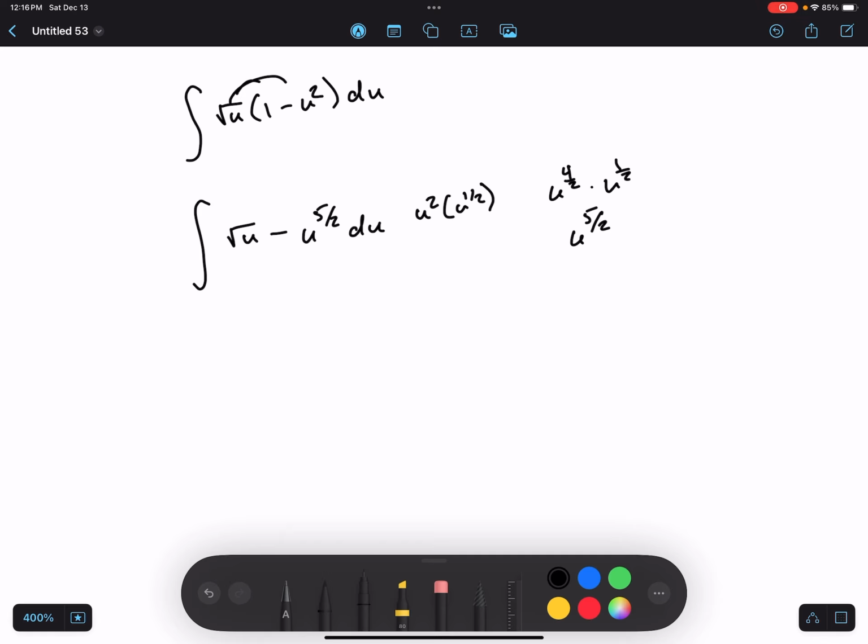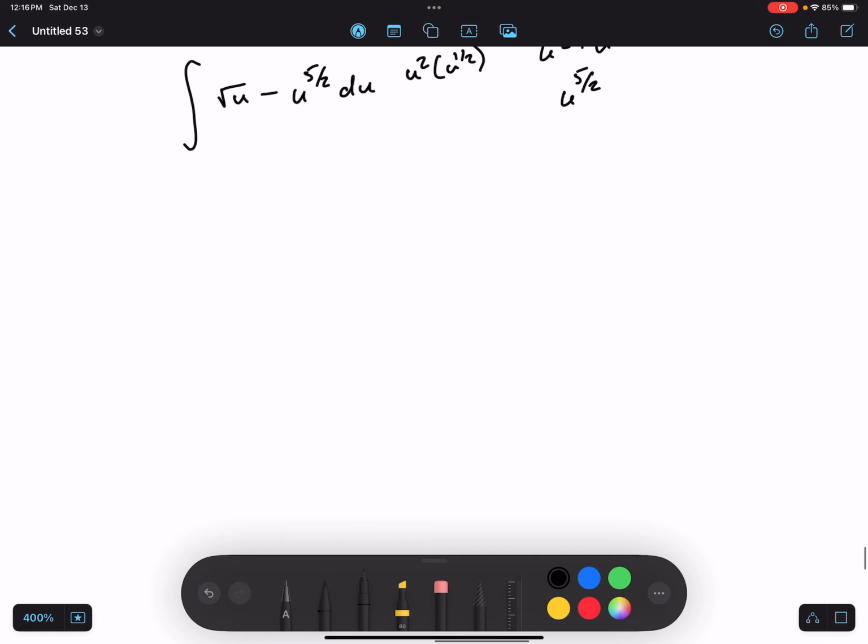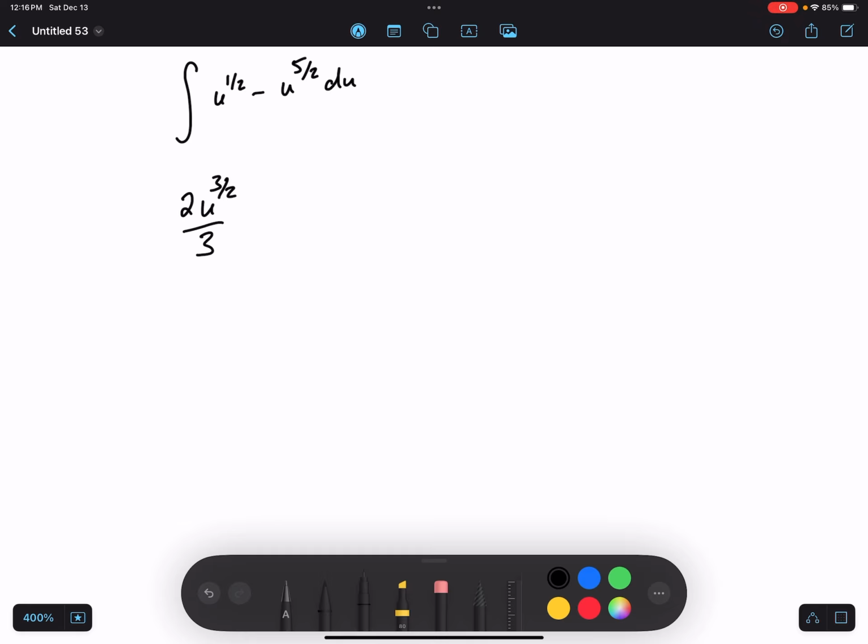Now we can rewrite this just so that it's easier to work with. We'll rewrite it as the integral of u to the 1/2 minus u to the 5/2 du. And now we can go ahead and integrate. So starting off with u to the 1/2, what we'll have is u to the 3/2 over 3/2, and then we flip and multiply, and it'll become 2u to the 3/2 over 3.